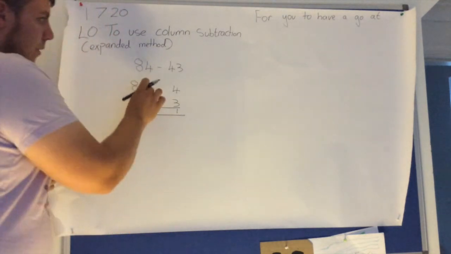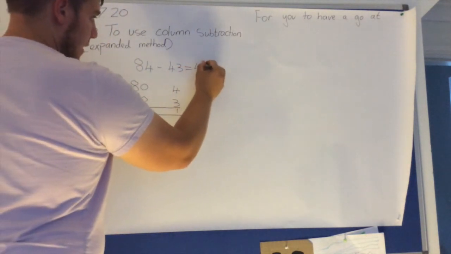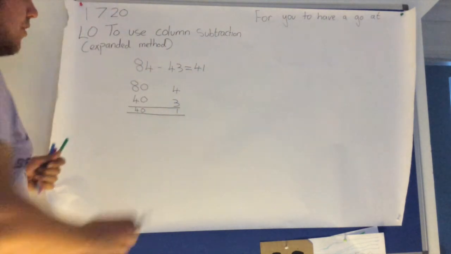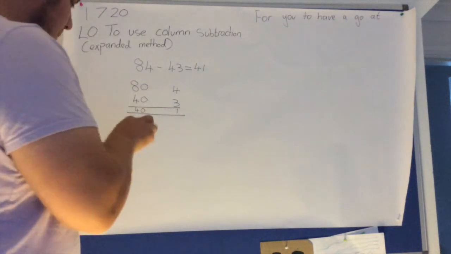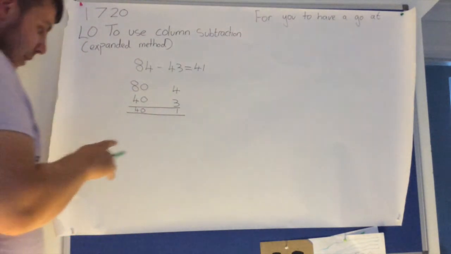Okay, so now what I'm going to do is recombine those together to give me the answer 41. So there's my expanded method on a 2-digit take away a 2-digit. Sometimes with column subtraction things get a little bit trickier.